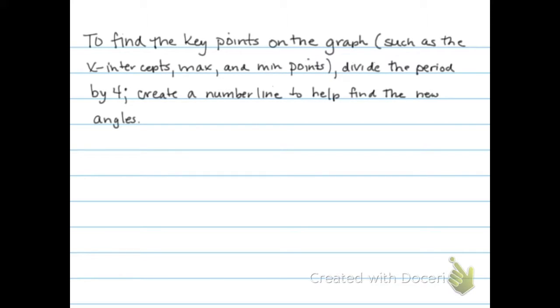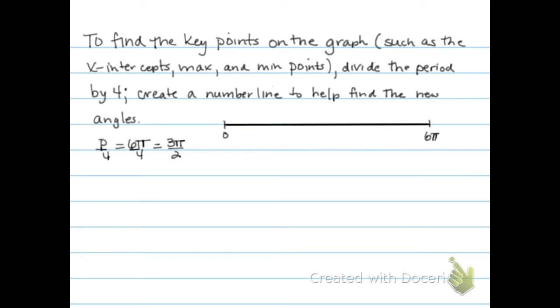And I always do this little number line to help me find the new angle. So let me take the period. The period was 6 pi. If I divide that by 4 and reduce it by 2, I get 3 pi over 2. So we're going to go from 0 to 3 pi over 2. So I meant to say we're going to go from 0 to 6 pi. So 6 pi is the period. That's one cycle. That's the graph of one cycle, one period of this function.